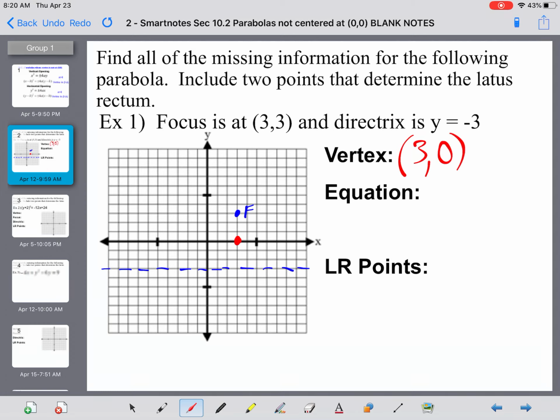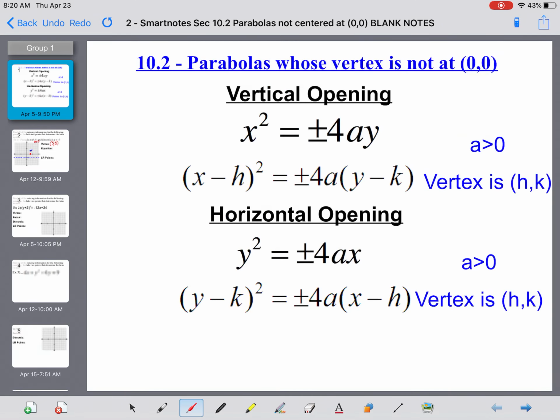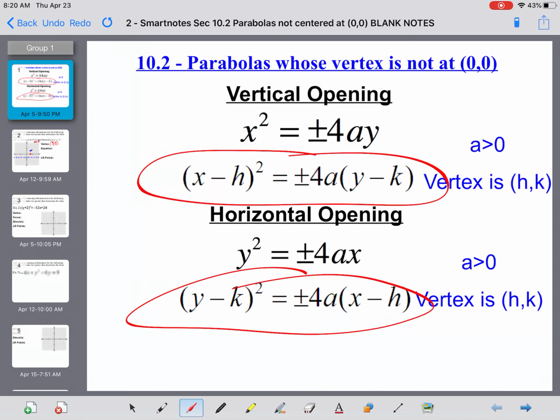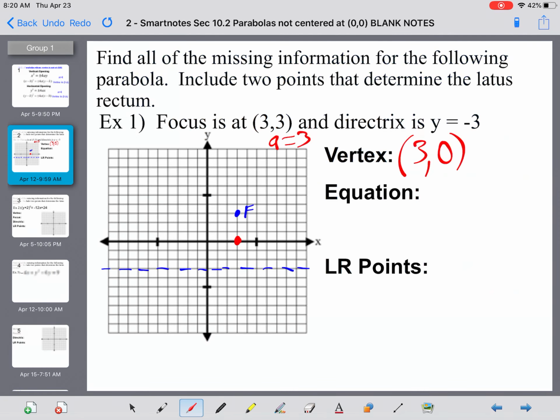Now, once you have the vertex, and once you have the a value, which you should be able to see here is 3, the distance between the focus and the vertex and the vertex and the directrix, once we see that's 3, we can come up with the equation. Now, you do have to know these equations. I would just focus on this one and this one. Because if you know those two, you can go back. If the vertex is (0, 0), then the h and the k just go away. But you do need to know those really well to be able to come up with these.